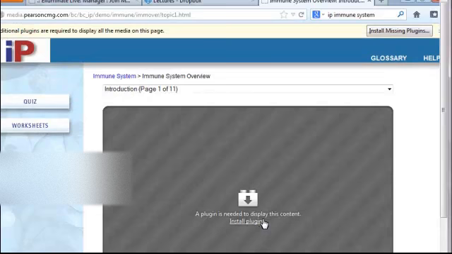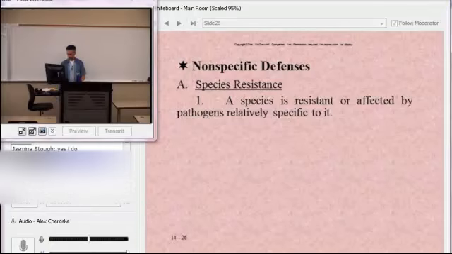Oh, come on, really? Alright, hold on. I'll try it with another browser. That's so disappointing. And of course, I don't have the rights to install anything on this computer. Alright, hold on. Great.